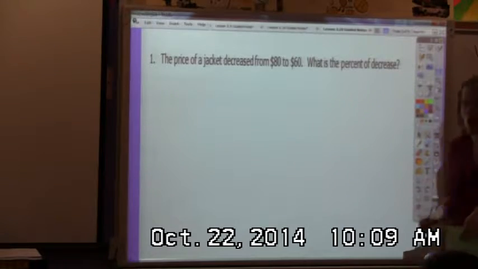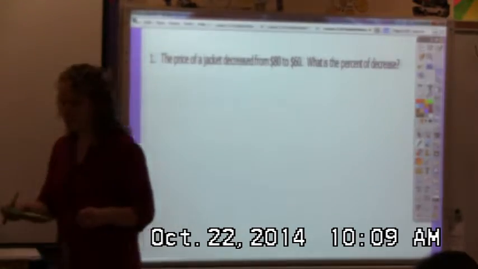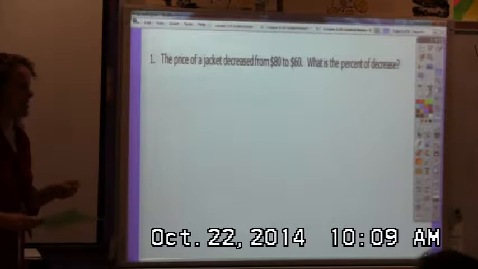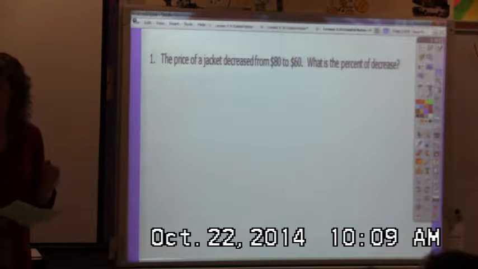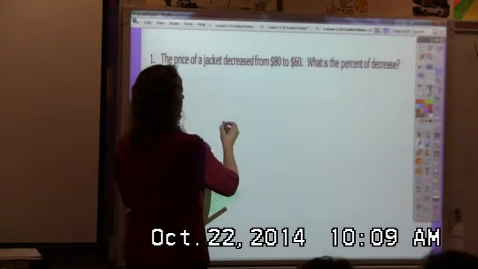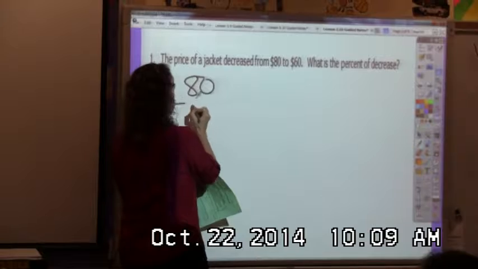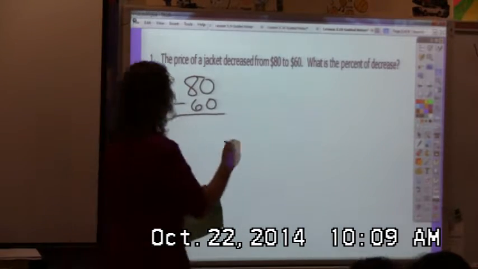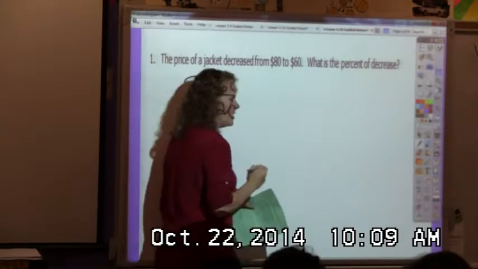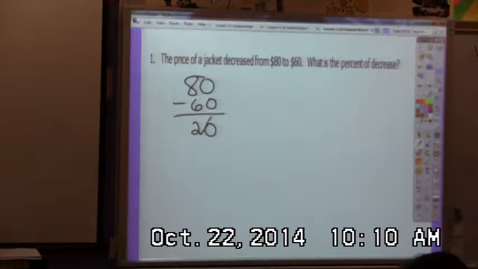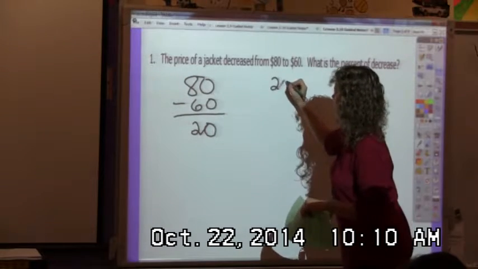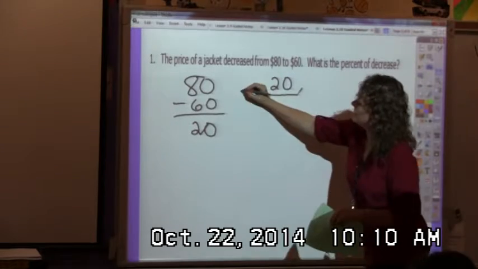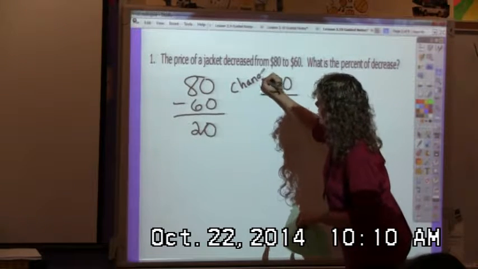First example, number 1 on your notes. It says the price of a jacket decreased from $80 to $60. What was the percent of decrease? So if the price went from 80 down to 60, how much did it decrease? $20. That's the first step in doing this problem. So we know it decreased by $20. We're going to put that 20 on the top. That is the change. That's how much the price changed.